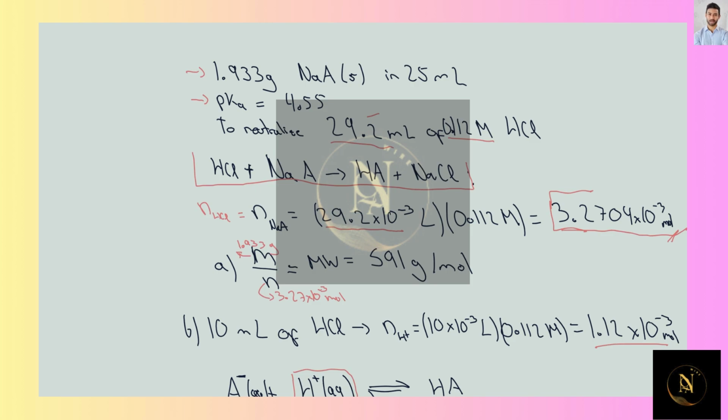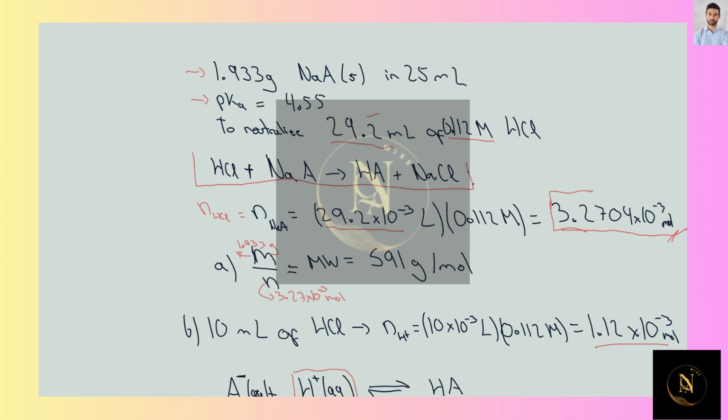So first of all, let's consider the neutralization reaction of that sodium salt producing HA, that is the conjugate acid, and you're going to realize that we're going to have a one-to-one relationship between HCl and the sodium salt. Thus, the amount of mole of HCl that we added at the equivalence point is going to be equal to the amount of mole of the sodium salt that we had.